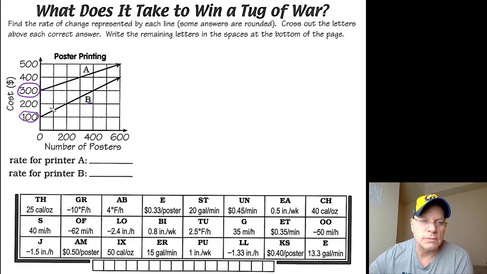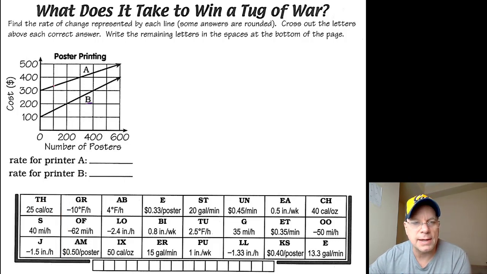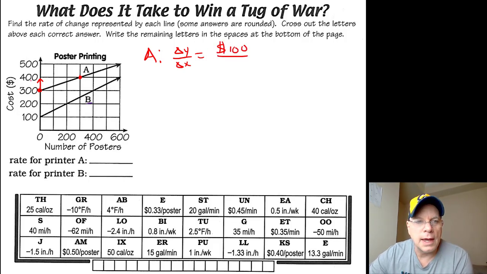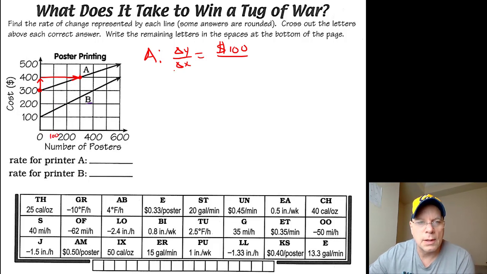Now, with all that said, let's just calculate the rate of change for company A. I'll use this point and this point. My delta Y is up 100, an increase of $100, so positive $100. And then I need to move 3 to the right, which represents, I see each line is 100, so plus 300 for X. Positive 300 posters.